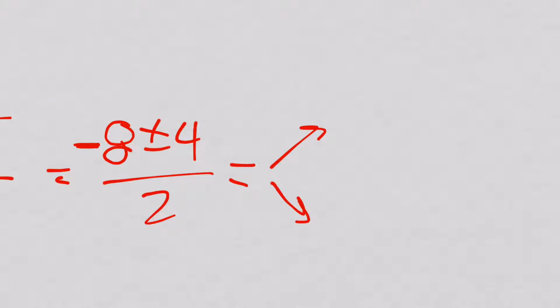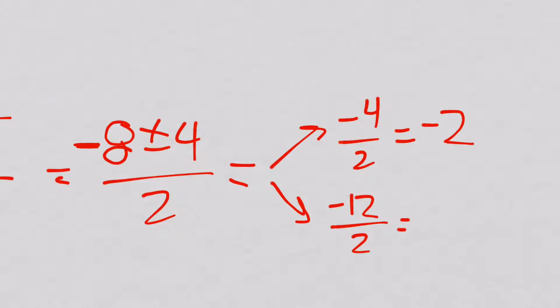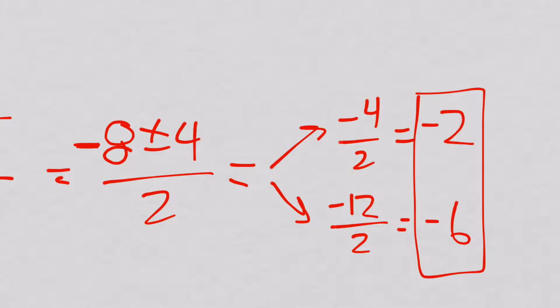So negative 8 plus 4 is going to give me a negative 4 over 2, which is negative 2. And then negative 8 minus 4 will give me a negative 12 over 2, which will give me a negative 6. So by dropping the negative in front of that b, I actually got the exact opposite of my two answers. So my two answers should be negative 2 and negative 6. Sorry about that.